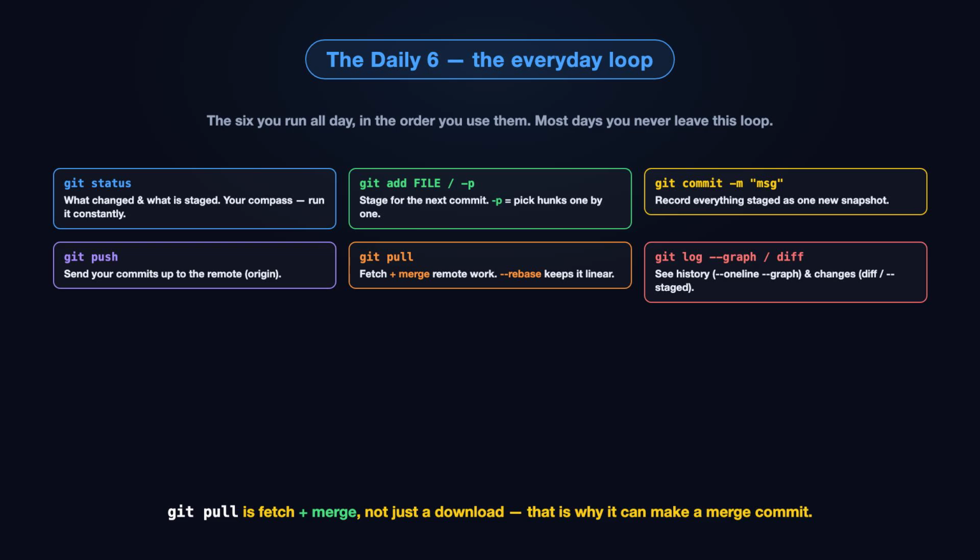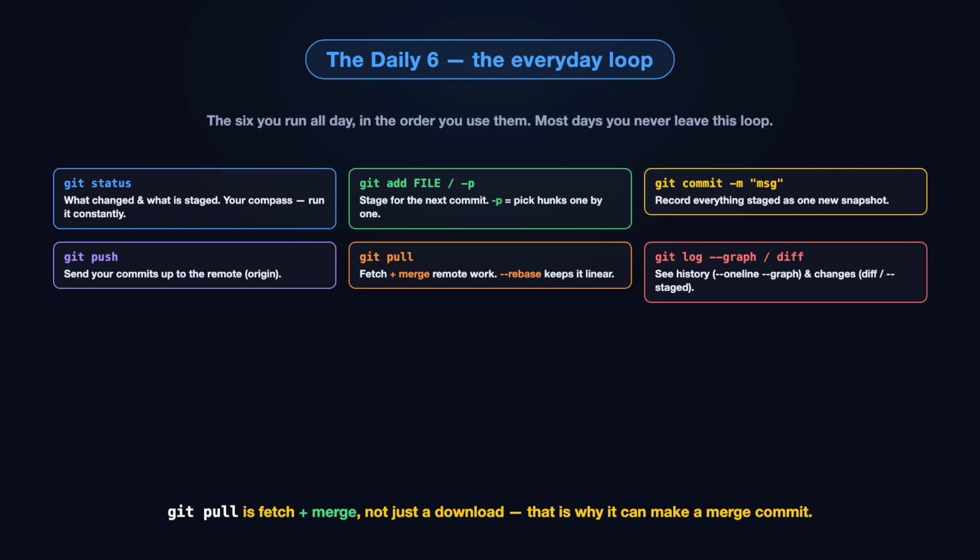Git pull brings their work down, and this is important. Git pull is not just a download, it is fetch plus merge. It fetches the new commits and then merges them into your current branch, which can create a merge commit. If you would rather keep history linear, use git pull --rebase. And to see what is going on, git log --oneline --graph gives you a compact, visual history.